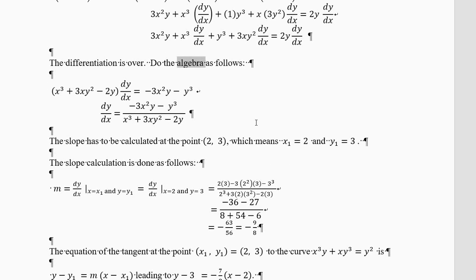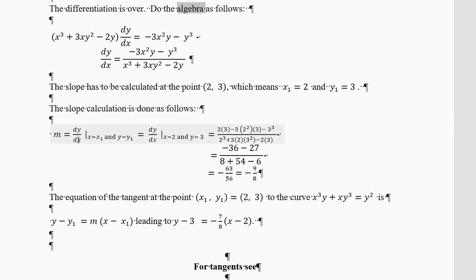Now the slope has to be calculated at the point 2 comma 3, which means x1 equal to 2 and y1 equal to 3. What's the rule? M equal to dy by dx at x equal to x1 and y equal to y1. Because the derivative has both x and y, you have to put the value of x equal to x1 and y equal to y1. In your previous handouts and videos, there was no y in the derivative, it was only x, so we put x equal to x1. Now we have to put both x equal to x1 and y equal to y1.